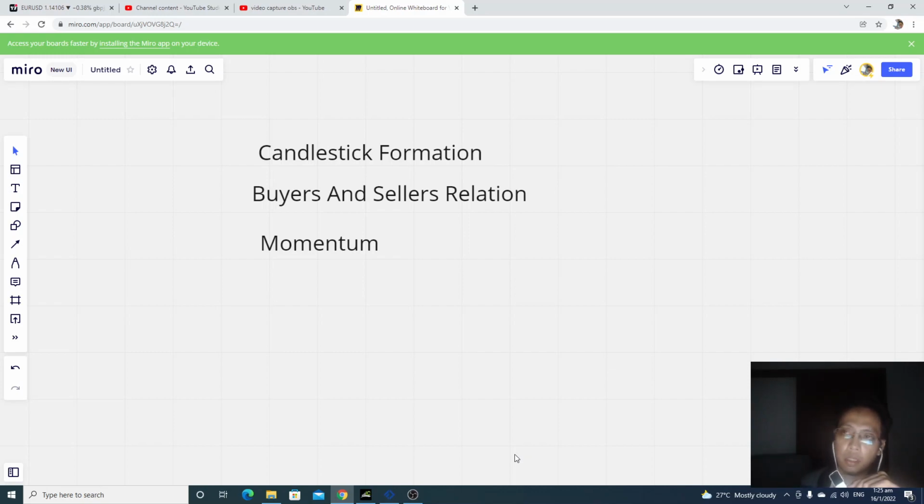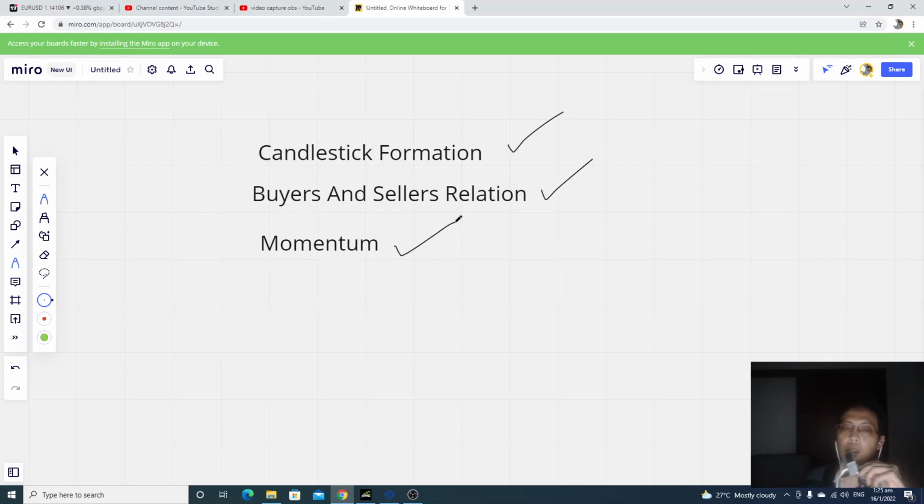Actually having these three is going to help you a lot in terms of your trading. The things that I'm going to go through with you guys are the candlestick formation, then buyers and sellers relation, and momentum.